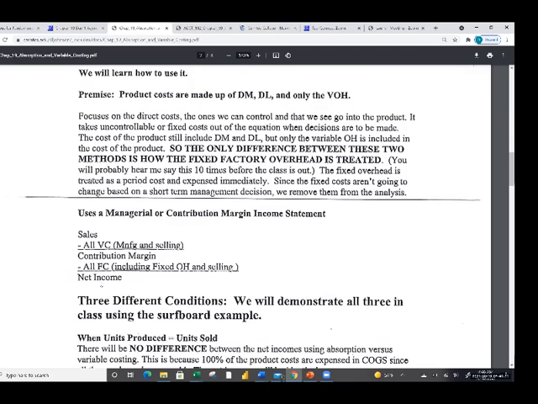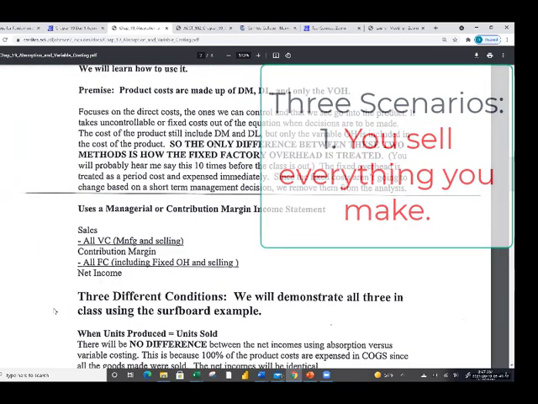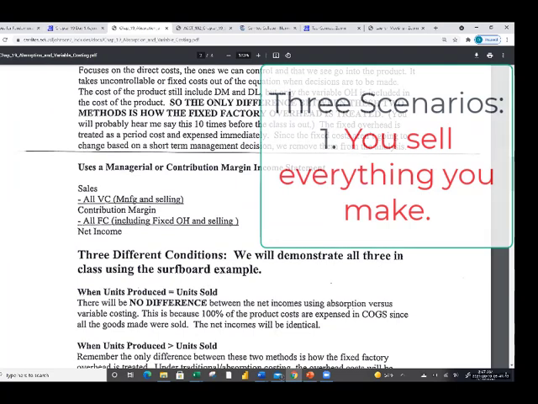When we create our income statements, there's going to be 3 different conditions. And by the way, this would be the same with any company. There's 3 things that can happen. Okay, number 1 is you produce a certain number and you sell a certain number. So here's the first scenario. When units produced equals the units sold. Okay, in other words, I make 10,000 and I sell 10,000. What you're going to see in a second with the surfboard example, there is no difference in net income.